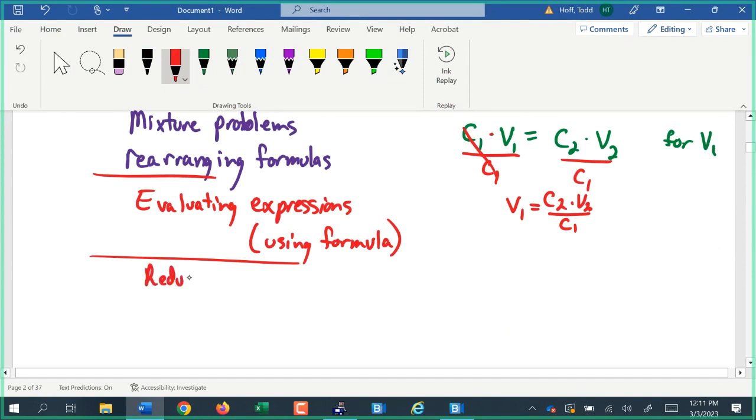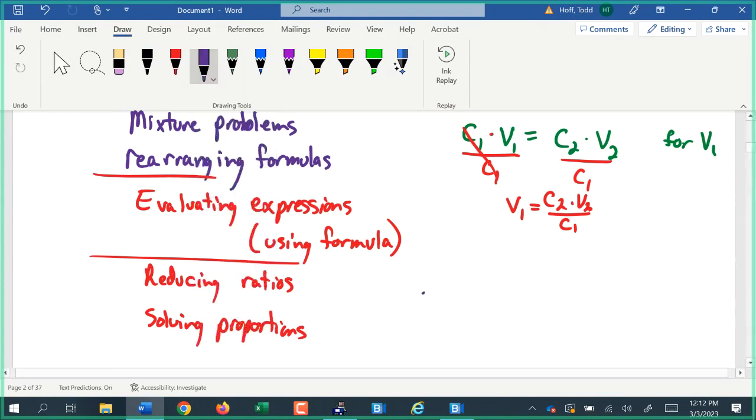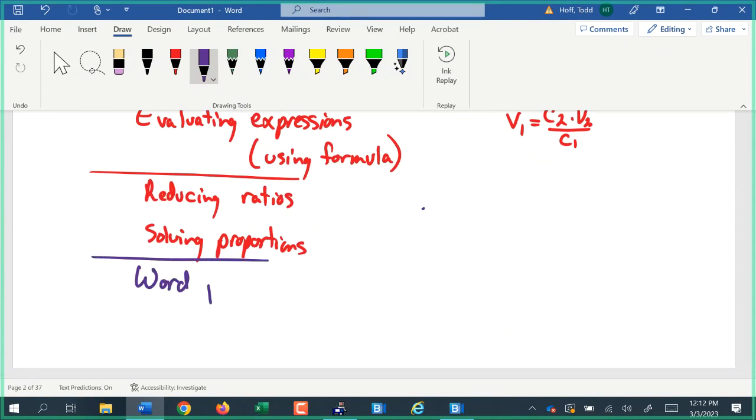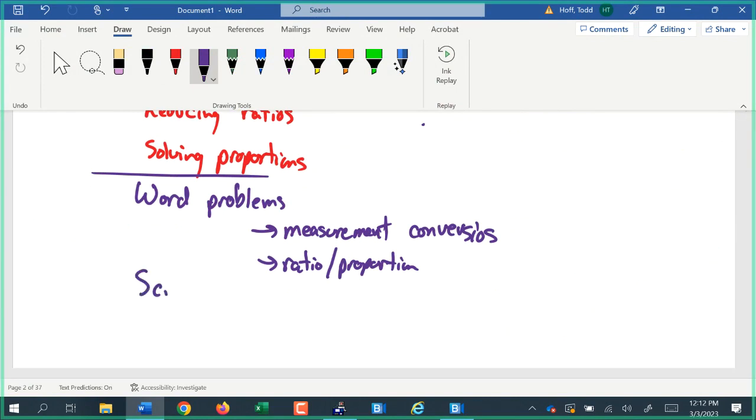We have reducing ratios you've seen before. And of course, solving proportions. And then some word problems. But our word problems are going to deal with measurement conversions. And ratios and proportions. Some of you may have used these before, but we're going to deal with scientific notation. Not just converting, but also calculating with.